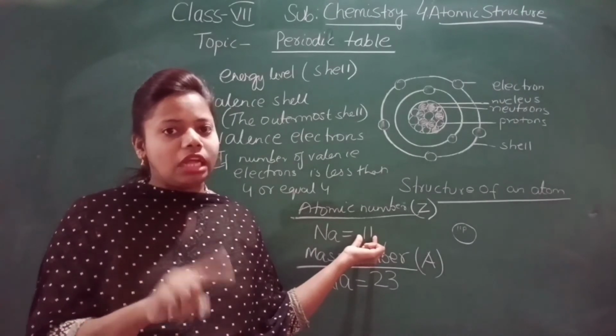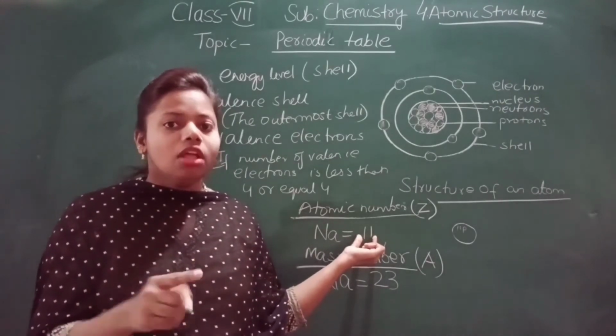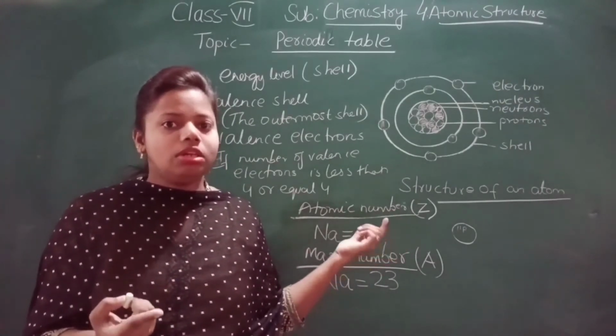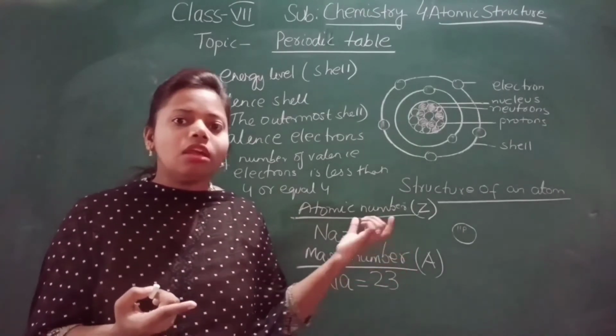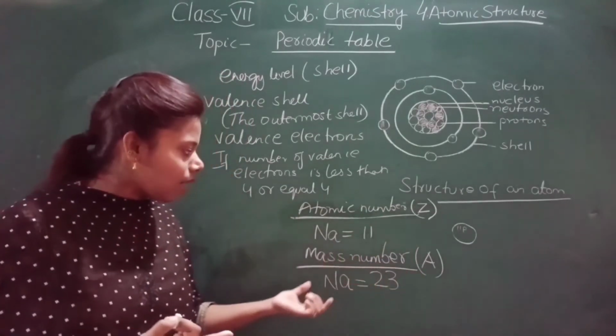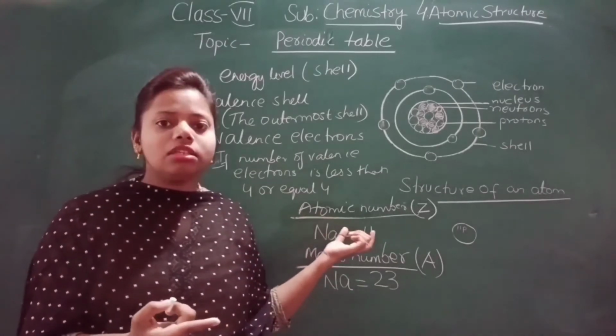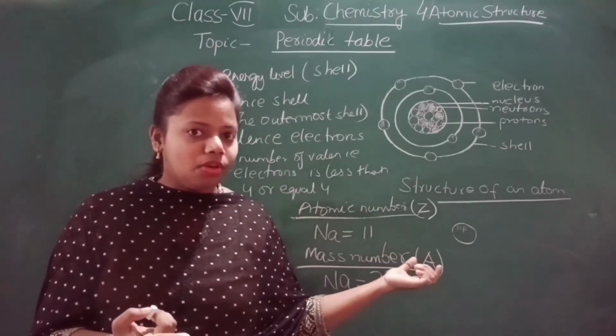and electrons are equal, that means the number of electrons is also 11. So what is the number of neutrons? To find the number of neutrons, you have to subtract the atomic number from the mass number, and you will get the number of neutrons.